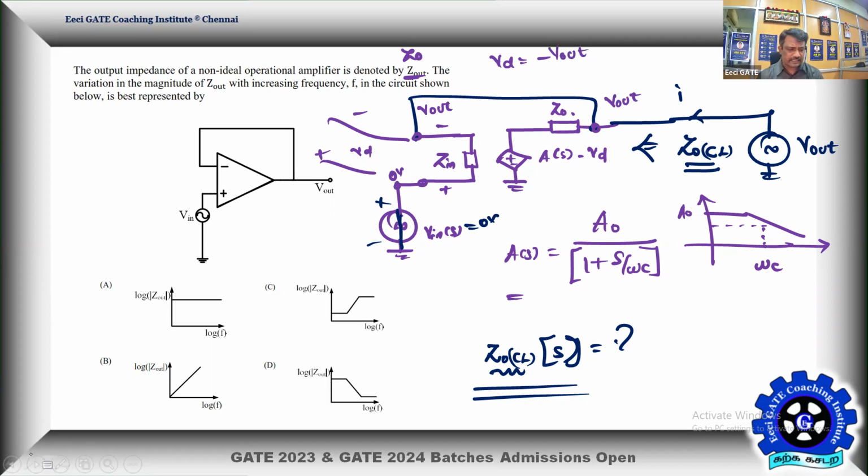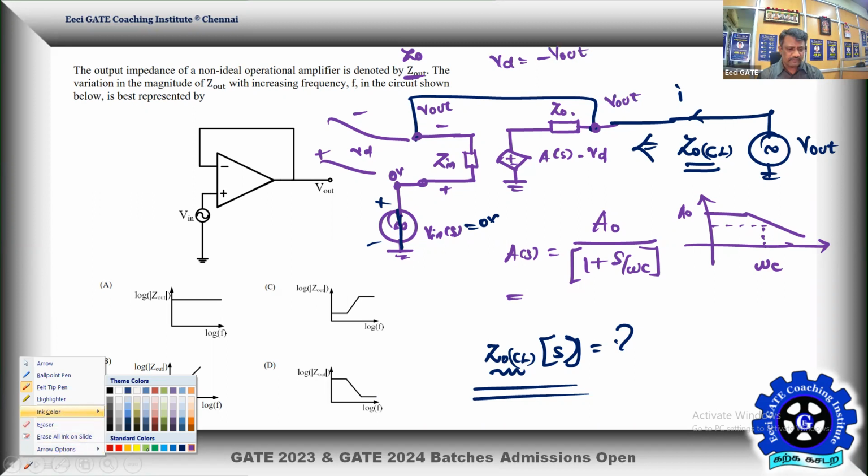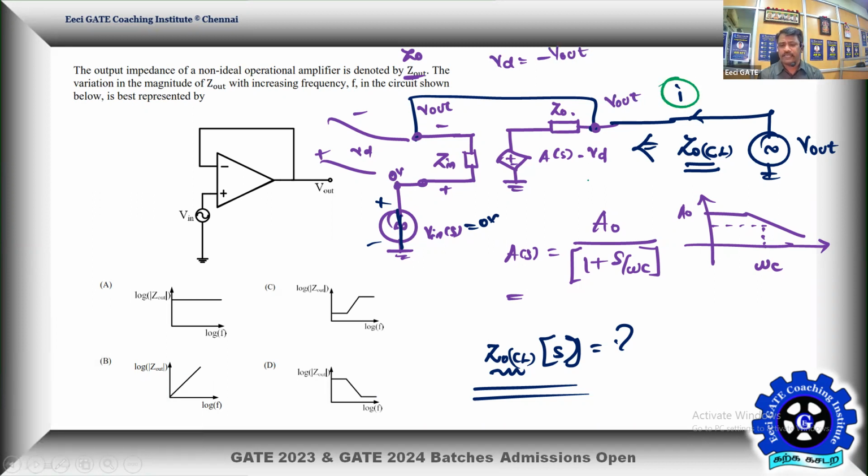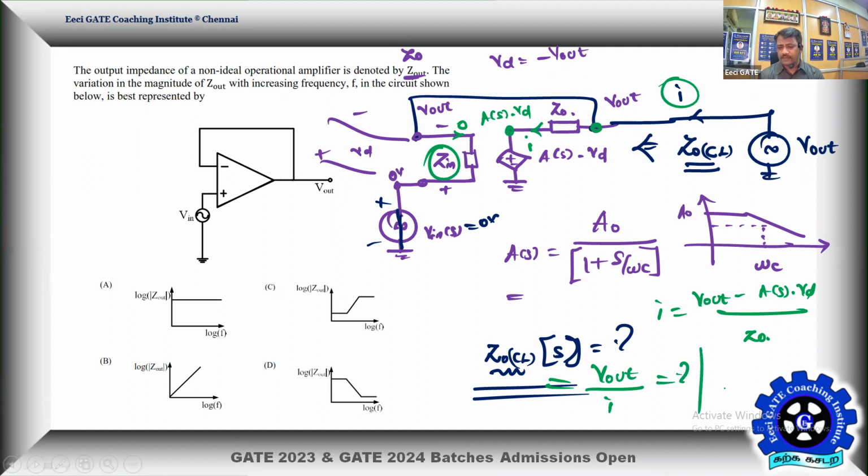Now let us comment on the current I. We'll go for the Z naught CL, so we're looking for the current. This point is V out, we know. And this point is nothing but A of S into VD. Then the current is not going to exist here, assuming Z10 is large enough, closer to infinity, so let me take this current as 0. Therefore, I will exist only here. So I is equal to V out minus A of S into VD, divided by Z naught. So we'll go for Z naught CL, that is nothing but V out applied at the output terminal over I, provided V in is made 0. That's the fundamental for the closed loop output impedance. Stick to that, and we'll get the answer easily.